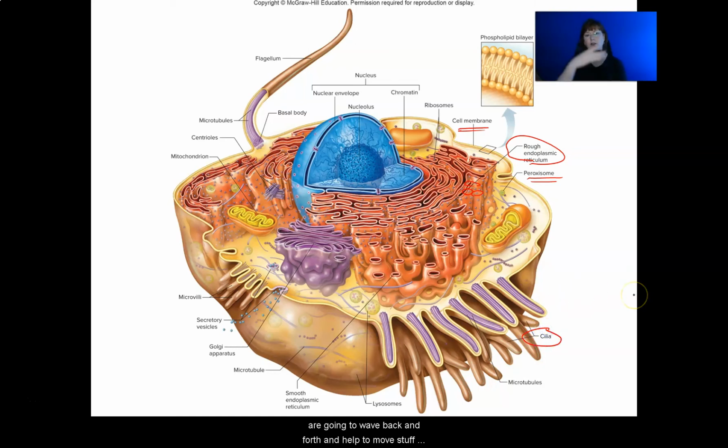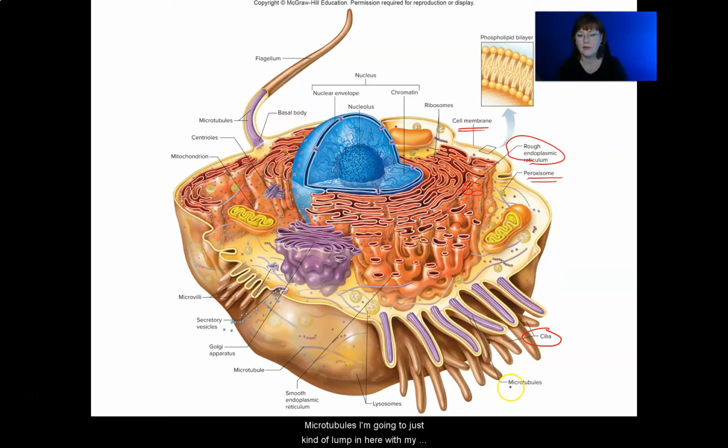Cilia are going to wave back and forth and help to move stuff across the surface of the cell. So I would find cilia in cells, for example, in the upper respiratory tract to help move those little mucus-laden particles out of the respiratory tract. I can find cilia in my dorsal cavity, helping to move cerebrospinal fluid around the brain and spinal cord. And I can find cilia in the reproductive tract, helping to move the egg down towards the uterus.